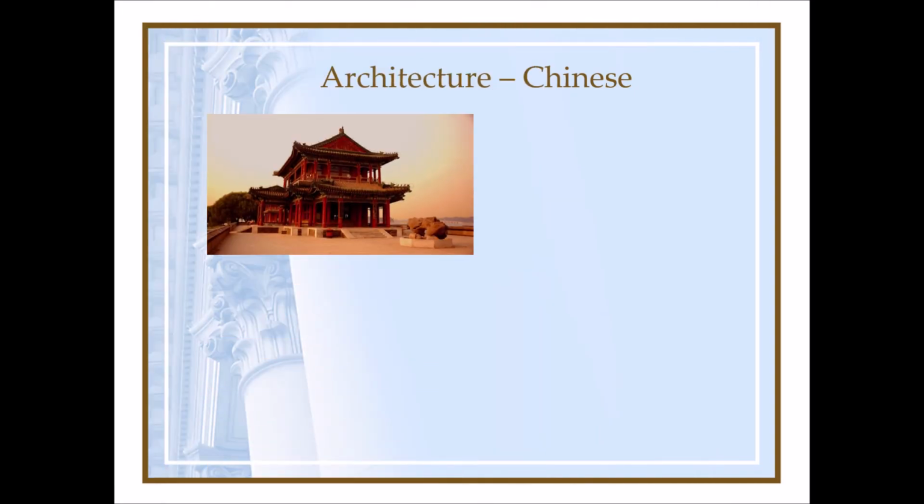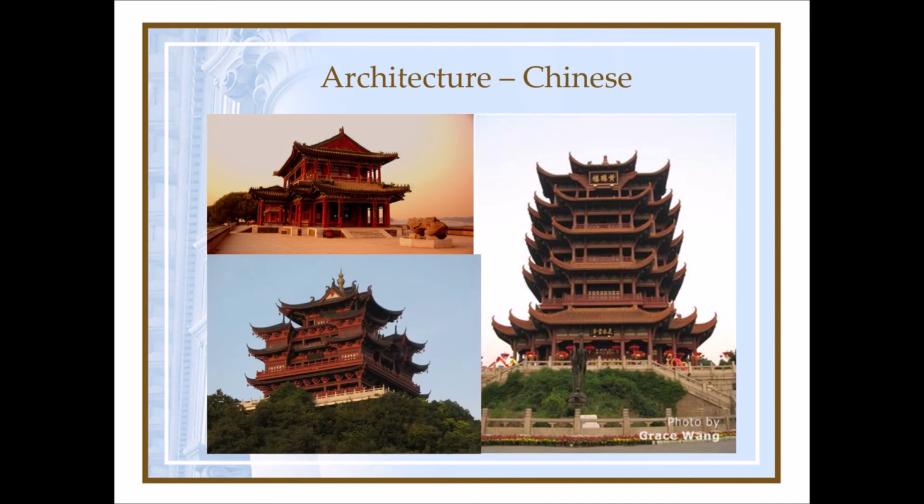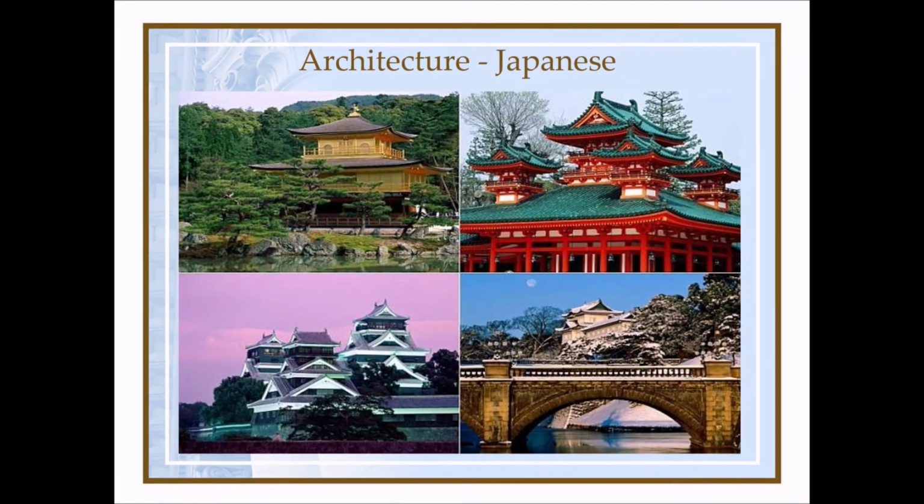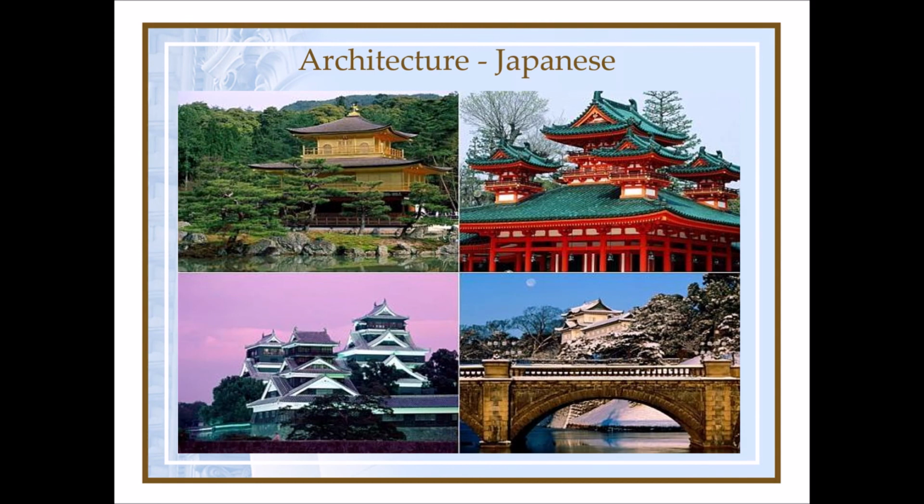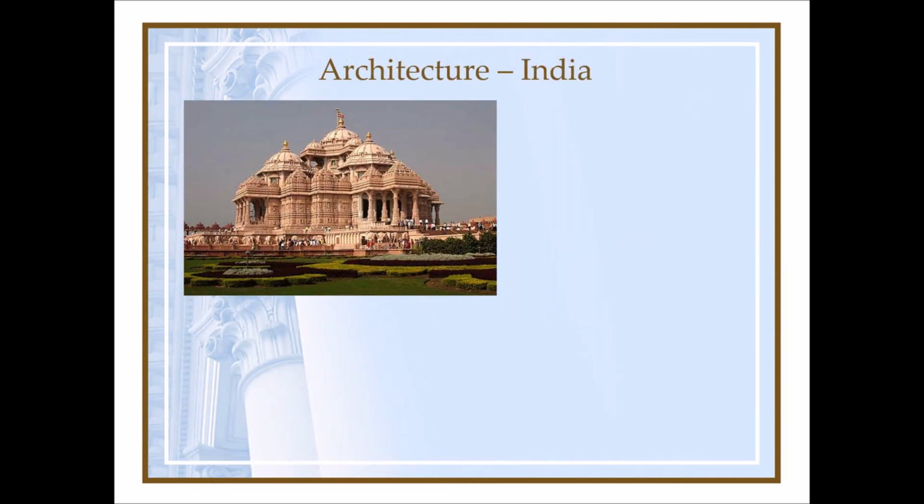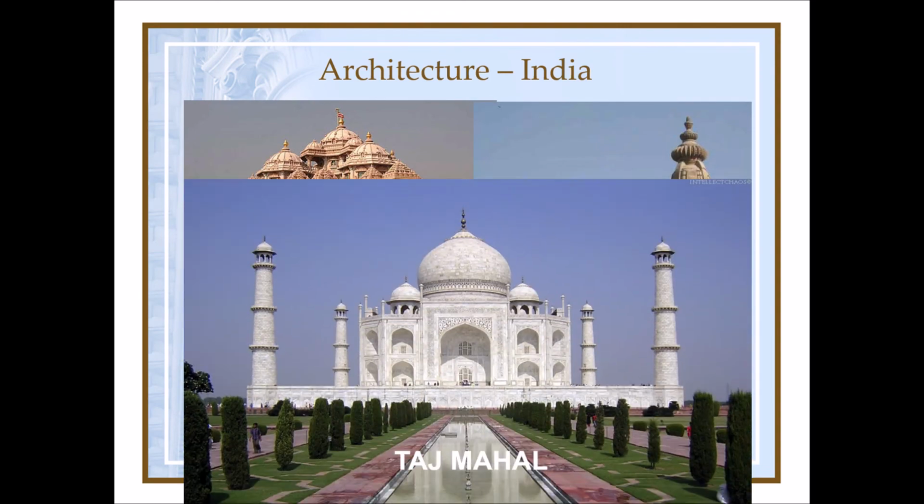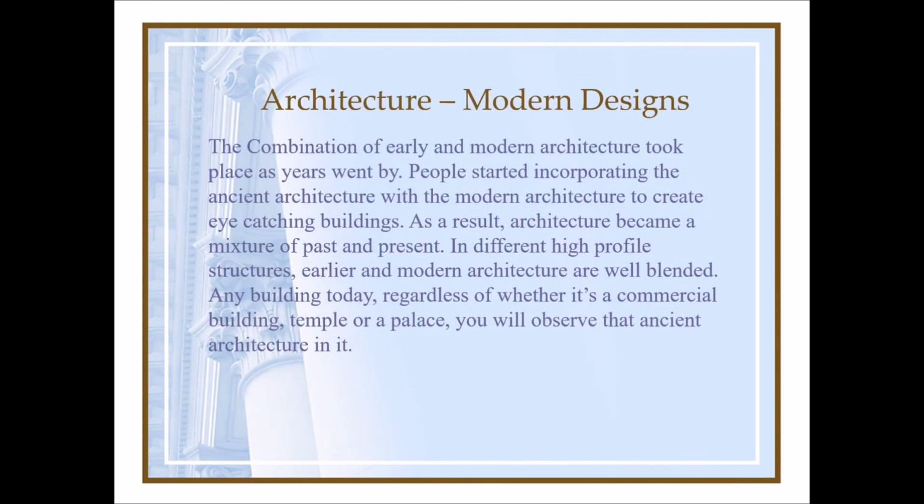The Chinese architecture, how they achieved their architecture, makes our world today different. And then we have Japanese architecture, and then Indian architecture with their mosques, with their temples, Taj Mahal. Then the next period is modern design.